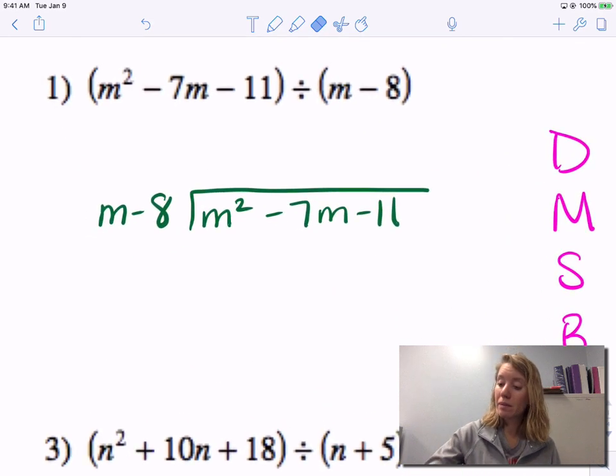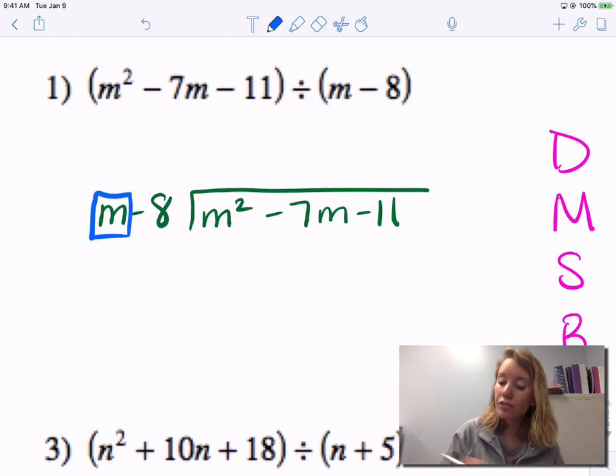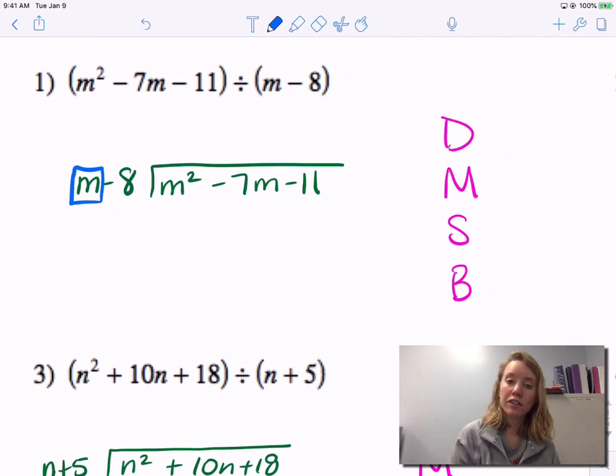So looking at number 1, I'm taking the dividend m squared minus 7m minus 11 dividing by m minus 8. Remember that we look at this first term and we're dividing it into the first term of the dividend. I always write DMSB for divide, multiply, subtract, bring down, so that I can keep track of where I am in the process. So first is divide. I'm going to say how many times does m go into m squared? In other words, what times m gives m squared? So m times m I know is going to be m squared. So divide, check.